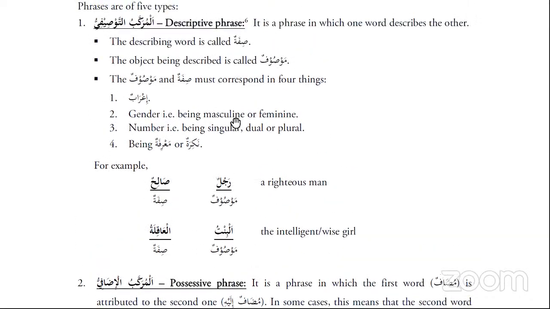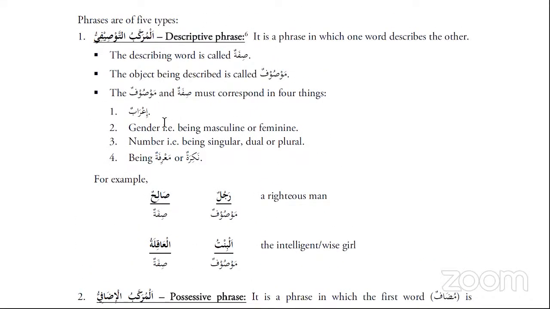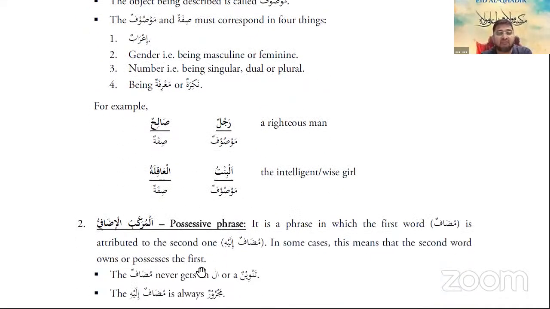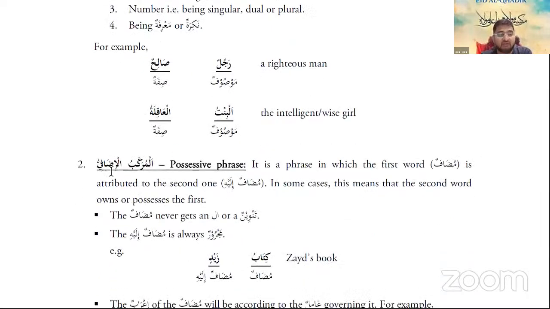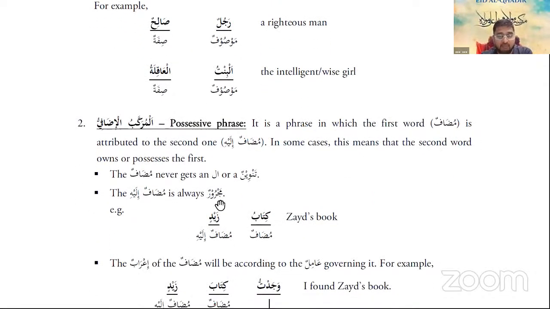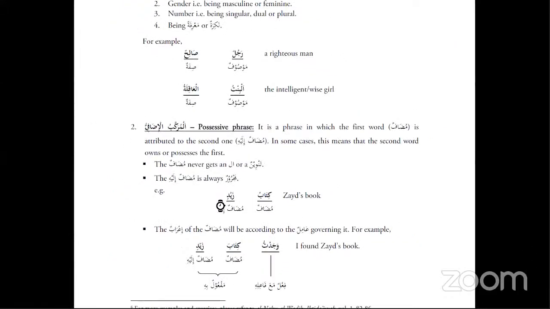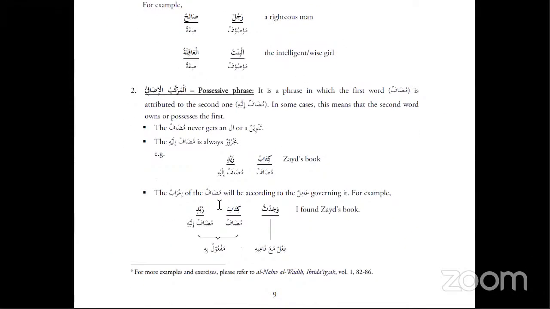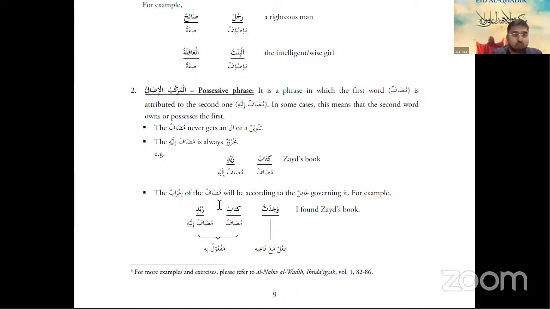Now the next one is the possessive phrase, al-murakkab al-idhafi. It is a phrase in which the first word, mudaf, is attributed to the second one, mudaf ilayh. In some cases, this means that the second one owns or possesses the first one. So mudaf and mudaf ilayh.